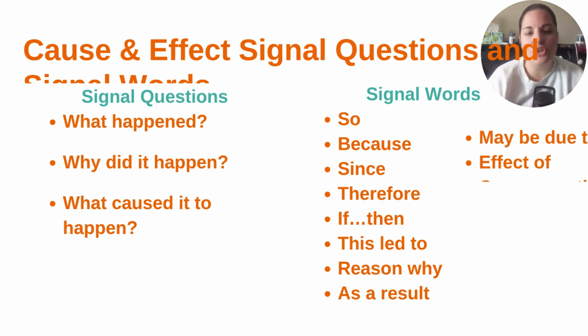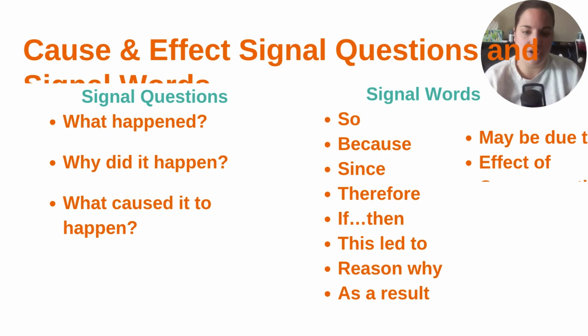So our signal words: so, because, this happened because this happened, right? Since, therefore, if this happens, then this happens. This led to, the reason why, maybe due to, effect of, consequently, for this reason. All of these things are going to illustrate how one thing was caused by another. Okay, our signal questions: what happened, why did it happen, and what caused it to happen. If you can't answer these questions, you are not looking at a cause and effect text structure.